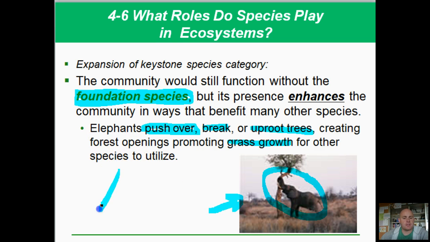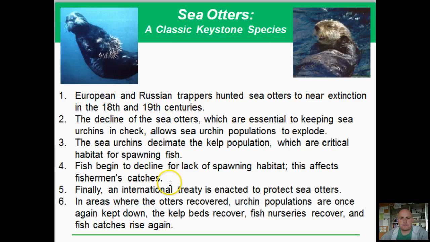Think of it like the foundation of a house is really important in creating that good base for an ecosystem, and that's what a foundation species does. A prime example of that is the sea otter. So the sea otter is a keystone species. We didn't understand that at first, but these six points illustrate that.